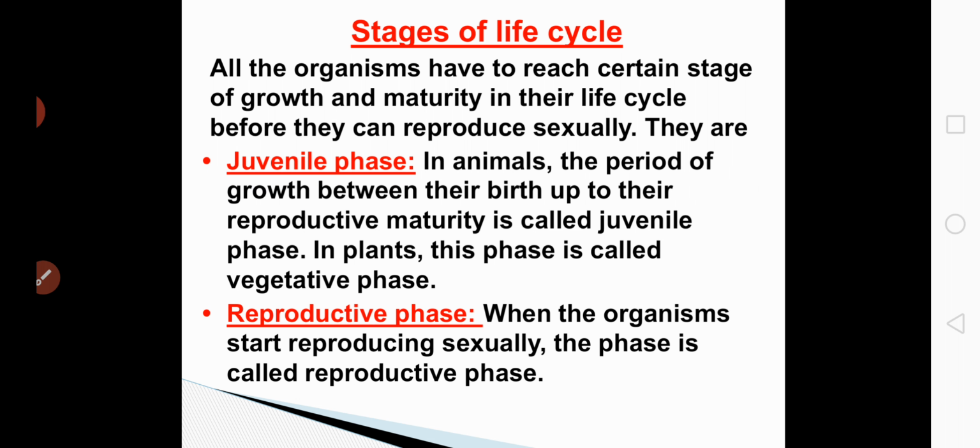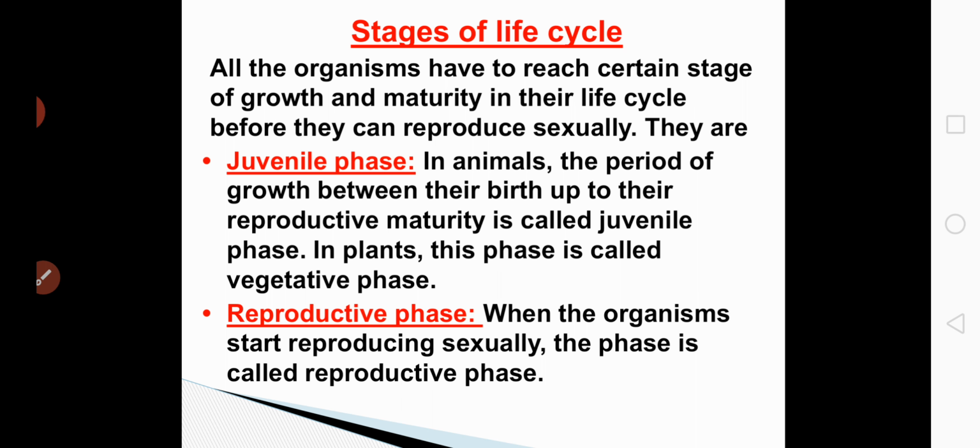Moving on to the second stage, that is the reproductive phase. When the organisms start reproducing sexually, the phase is called the reproductive phase. That means during this phase, the organisms have the ability to reproduce sexually. That phase is called the reproductive phase, and this is the second phase of the life cycle.